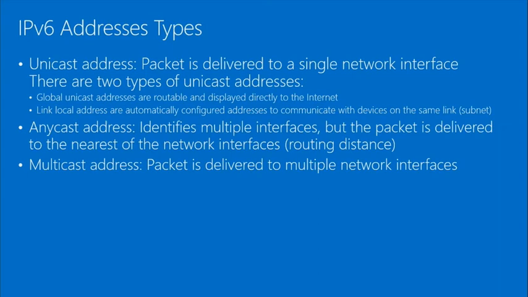There are 2 types of unicast addresses: global unicast addresses, which are routable and exposed directly to the internet, and link local addresses, automatically configured addresses to communicate with devices on the same link. So these aren't globally routed. Link local is very similar to your APIPA. It's sort of the IPv6 equivalent. I say sort of loosely.